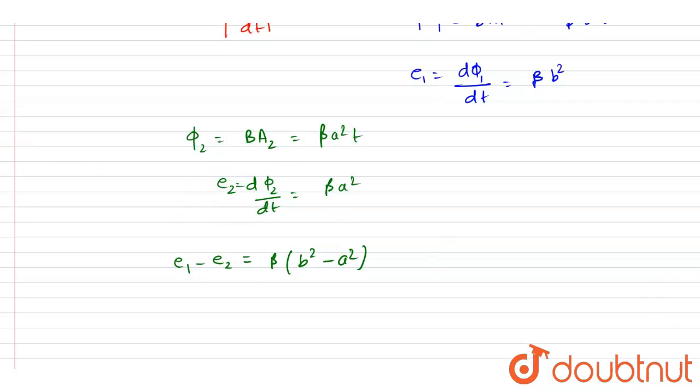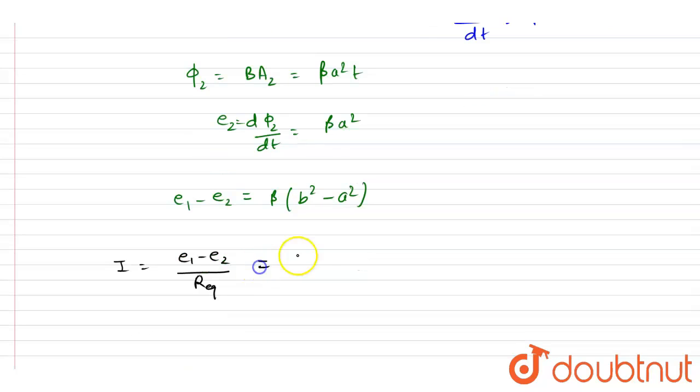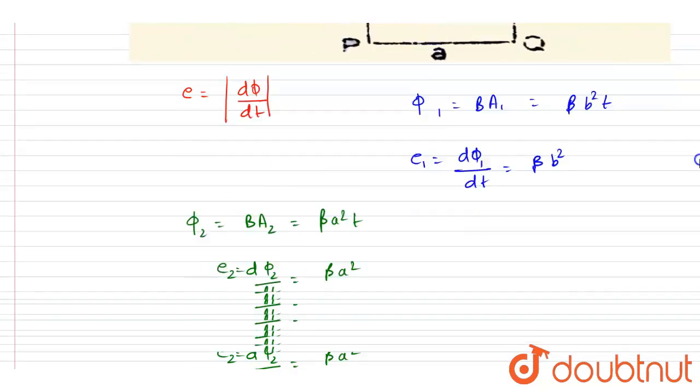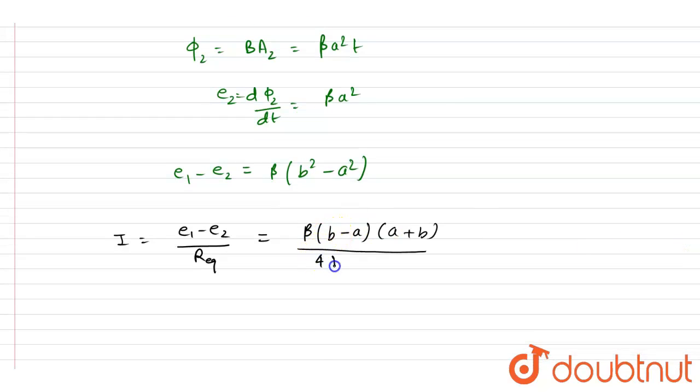So I will write the current through the battery, I, is equal to the net EMF divided by the net resistance. This is beta times B square minus A square, and the R equivalent we already wrote is 4 lambda times A plus B. So B square minus A square over A plus B, and A plus B will get cancelled out. And this will be the answer.